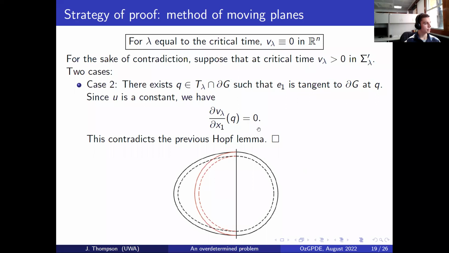And from here, this result here, the fact that the derivative in the x1 direction at q equals 0 contradicts the previous Hopf lemma. So this proves the result.